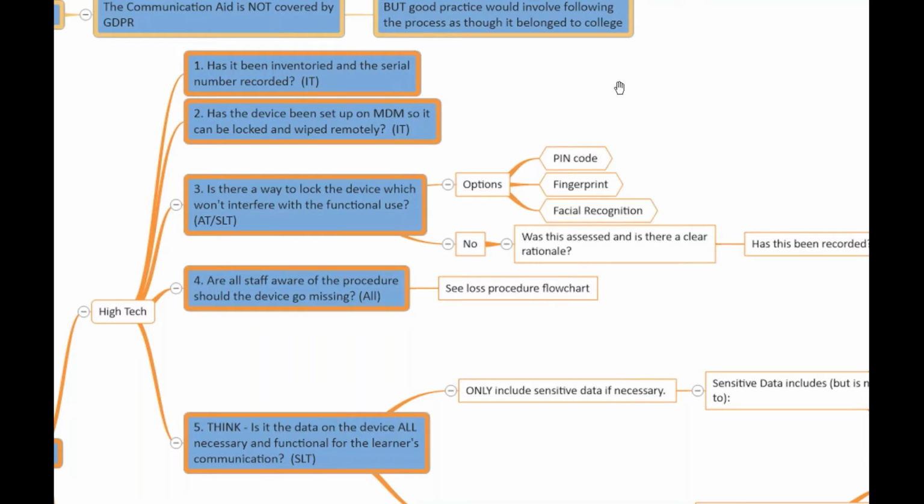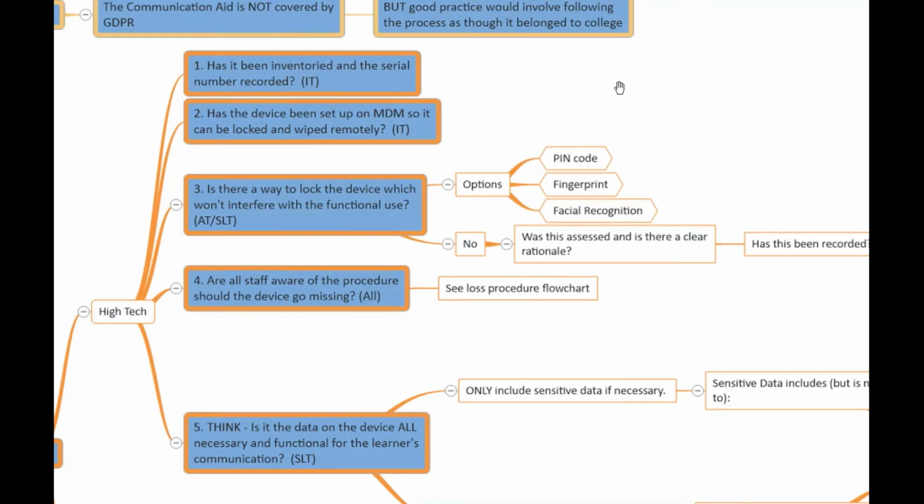Then at Beaumont College, we also ask, has the device been set up on MDM, a mobile device management system, so that it can be locked and wiped remotely? Now, if you don't know what an MDM is and you work in an organization that loans out devices, then you need to find out pretty quickly. But essentially, it will mean that you can have remote access to that device. It can be locked down. If you've lost it temporarily, you can lock it. If you know that it has gone and has been totally lost, you can institute a remote wipe, which means the next time someone connects that device to Wi-Fi, it will just wipe all the data off it.